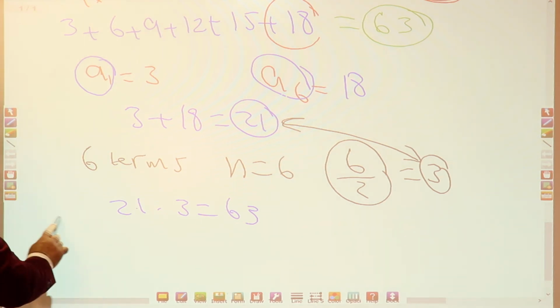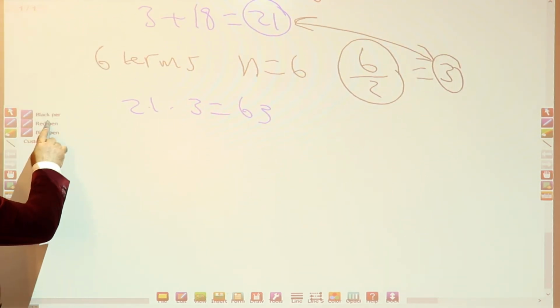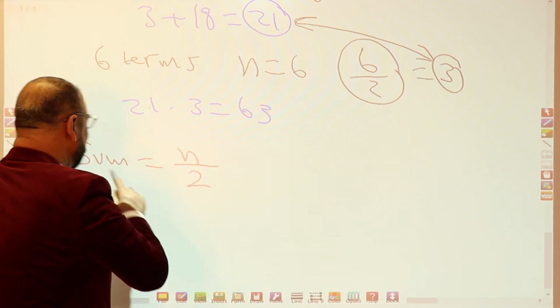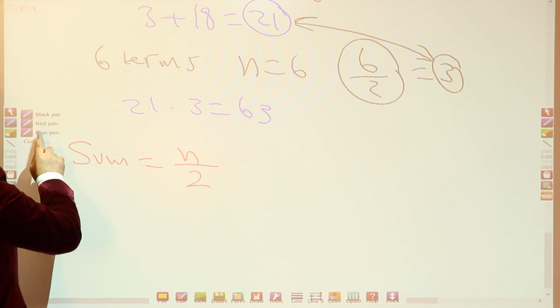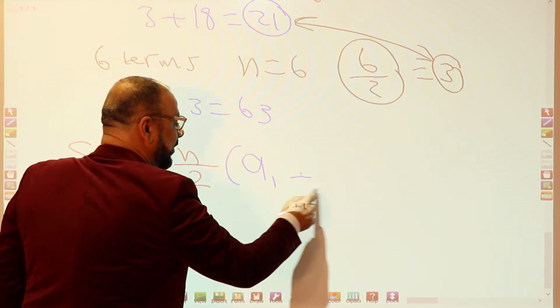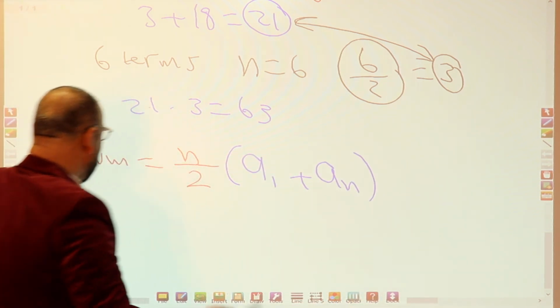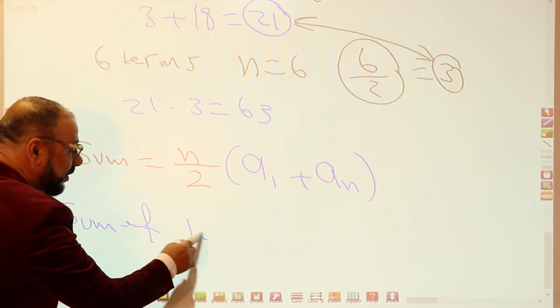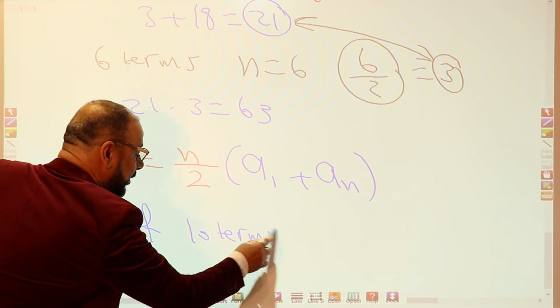Then what's the rule? The rule: the sum equals n over 2 times a1 plus an. If I need the sum of 10 terms, how many terms? 10 terms.